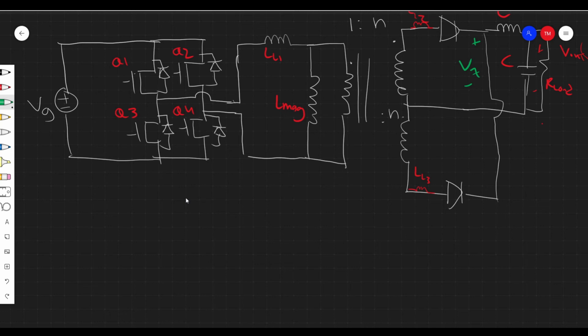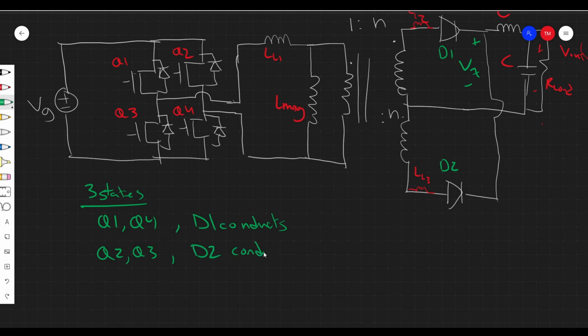So again, we have 3 states. And the 3 states on the primary side align exactly with the 3 states on the secondary side. So 3 states. And the 3 states are Q1, Q4 are conducting on the primary side, and D1, right? So we're going to apply positive voltage here. So this is D1 and this is D2. D1 conducts. Then we have Q2, Q3 on the primary side conducting, and D2 conducts. And then finally, we have, you could say nothing, open circuit, or 0, whatever you want to say, nothing on the primary side, and D1 and D2 conduct. Right? That is how this thing works.